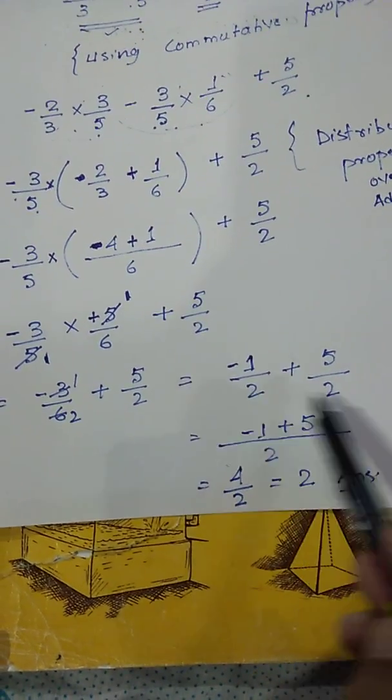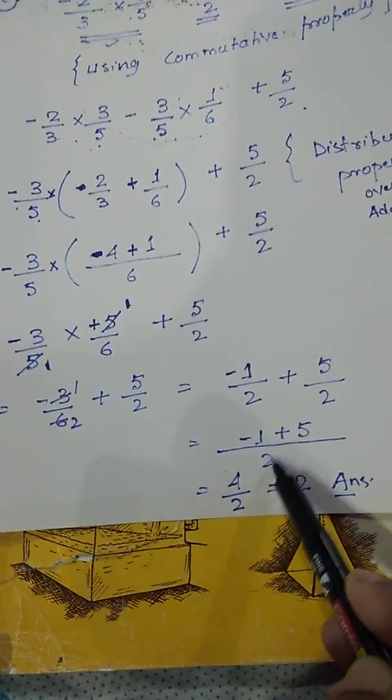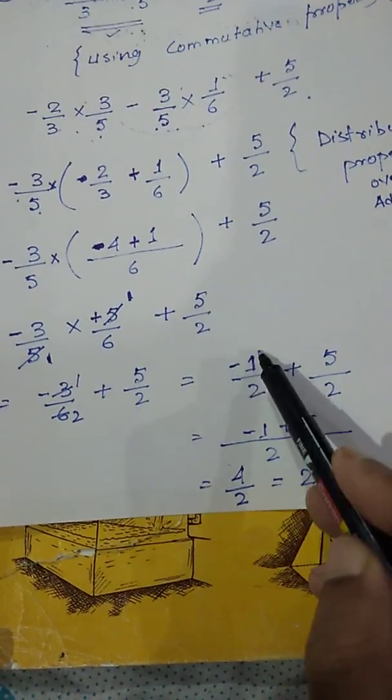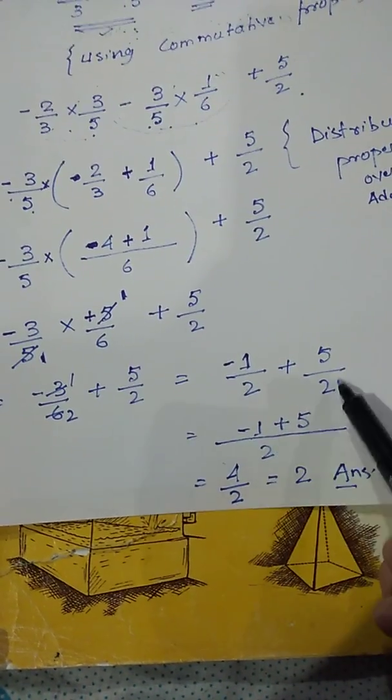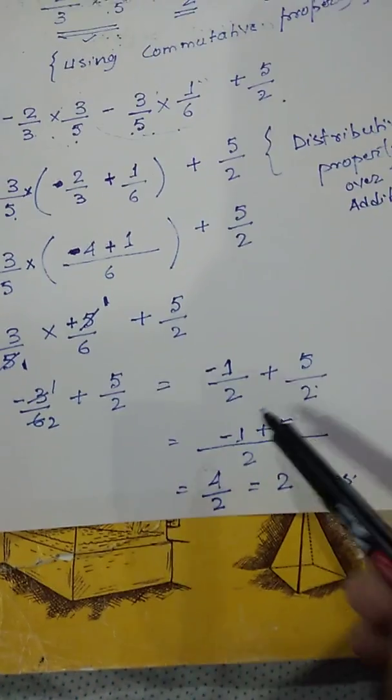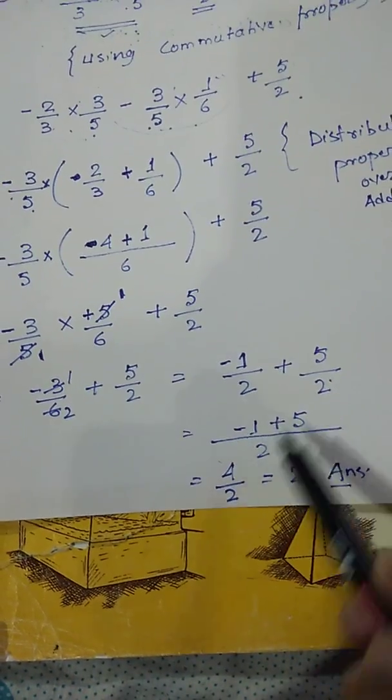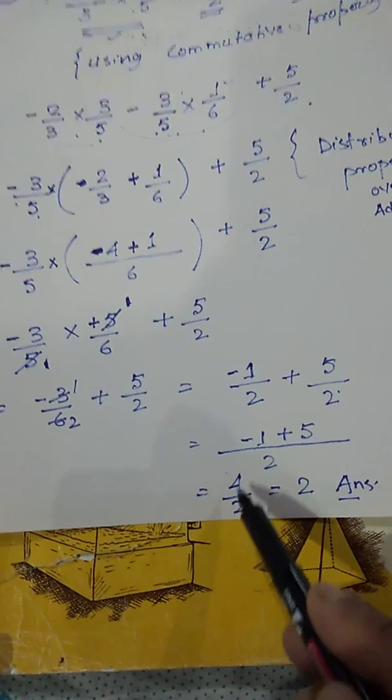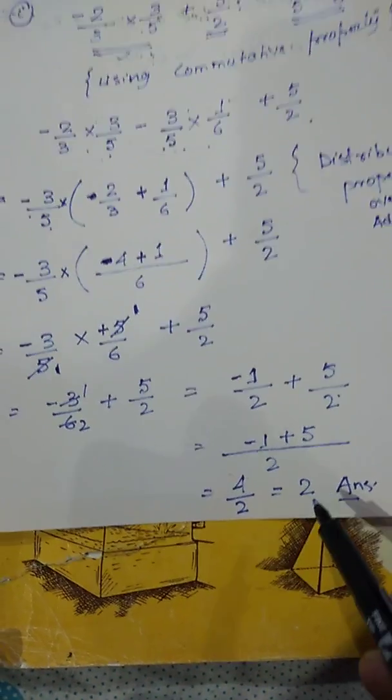Now what is the LCM of 2 and 2? 2. If you divide 2 by 2, what is the answer? 1. So 1 into minus 1 is minus 1. If you divide this 2 by 2, what is the answer? Again 1. So 1 into 5 is 5. Now if you solve this, you will get the answer as 4 by 2. If you reduce this 4 by 2, you will get the answer as 2.